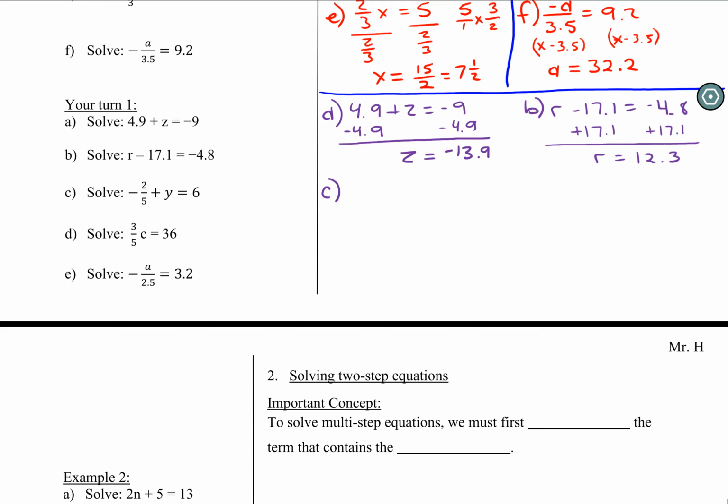For C, negative 2/5 plus y is equal to 6. We get rid of the negative 2/5 by adding 2/5 to both sides. So y is equal to 6 2/5.